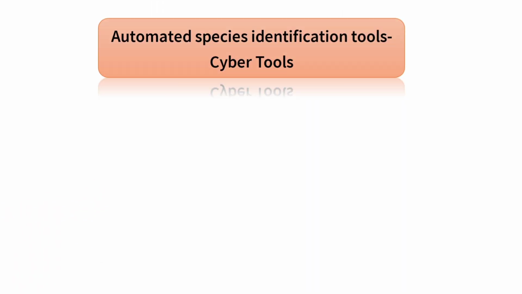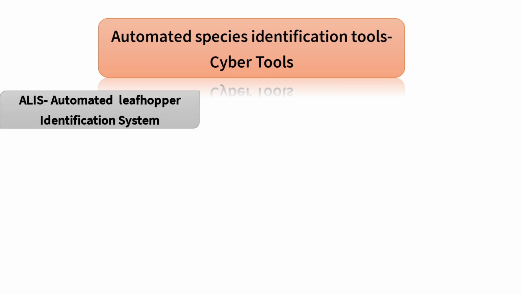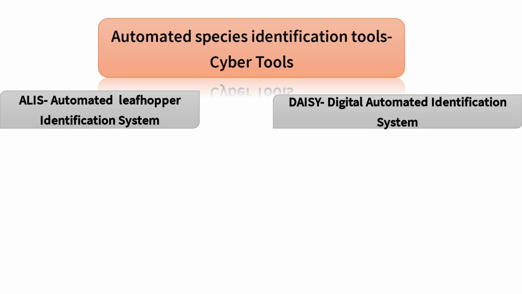And this is automated species identification tools. So there are some tools for a particular species which we can use, it is an automated form, so you can easily find out the particular organism of that particular species. So if we see here, the first one is ALICE, automated leafhopper identification system. So it is mainly for leafhopper identification. And next one is DAISY, digital automated identification system. So here everything is in a digital way. You are going to identify the particular species easily. Okay, that is the DAISY.